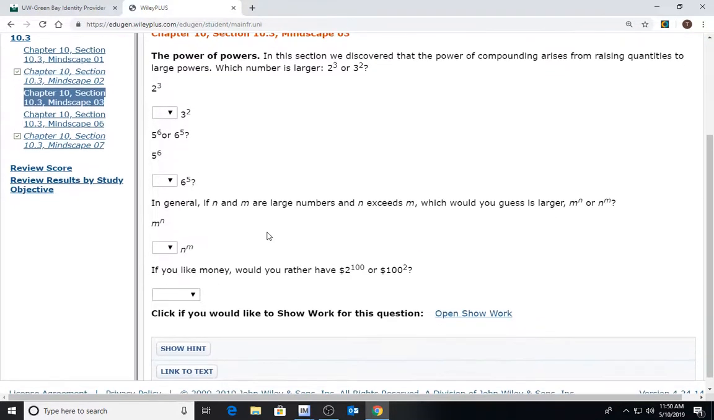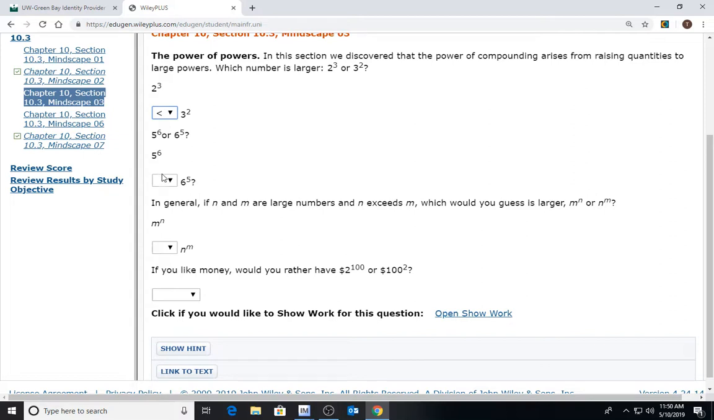So compounding grows from raising to powers. So 2 to the 3rd is 8, whereas 3 squared is 9. So in this case, 3 squared is bigger. So the arrow points at the smaller value, so we're pointing at the 2 cubed. But usually the exponent will make it bigger.